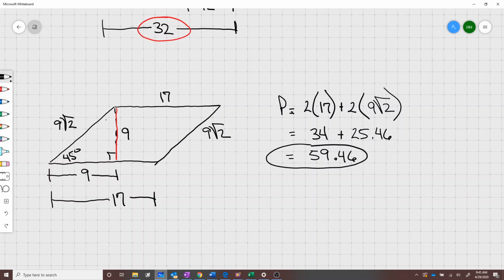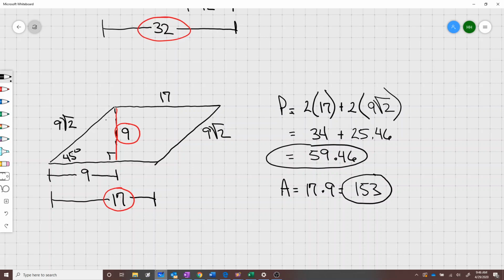Now we've already done the math. We've got your base, and we've got your height. So the area of this parallelogram is going to be equal to 17 times 9, and 17 times 9 is equal to 153 units. Okay, so those are 3 examples of finding the area and perimeter of a parallelogram using rules related to special right triangles. Again, I would watch the video from last week as well as a review.